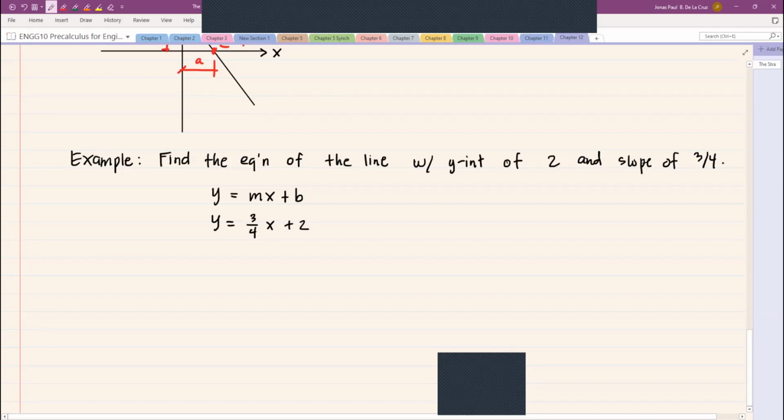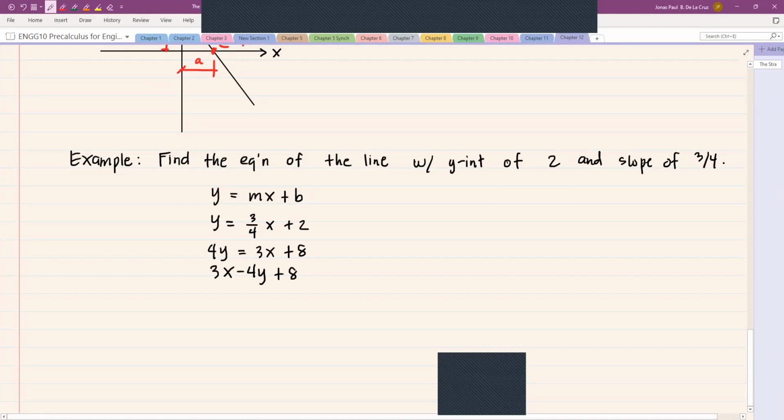Para masulat natin in general form, we multiply by 4. So that's 4y is equal to 3x plus 8. So we have 3x minus 4y plus 8 is equal to 0. Yan na yung line natin. Okay, another example dito. Write the equation in the slope-intercept form and find the slope and y-intercept. Okay, so we have the equation.